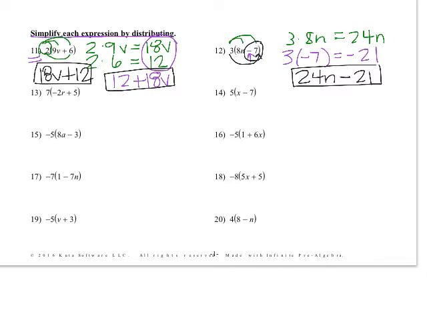Don't leave it hanging. Okay, number 13, we're going to multiply 7 times negative 2r, and we're going to multiply 7 times 5. Okay, so 7 times negative 2r equals 14. It's actually negative 14, Mrs. Steinberg, negative 14r. And I'm going to multiply 7 times 5, which is 35.